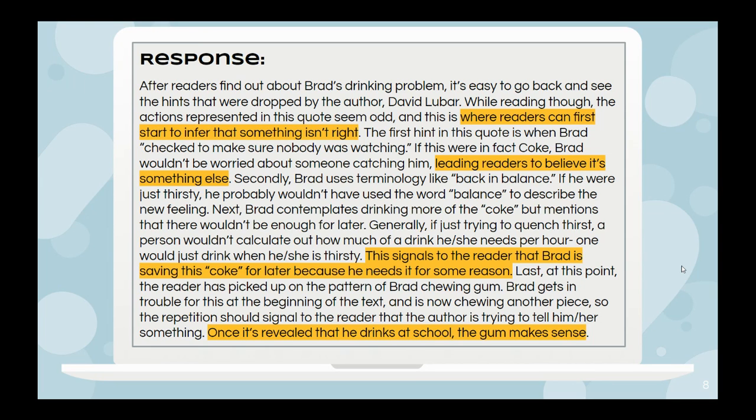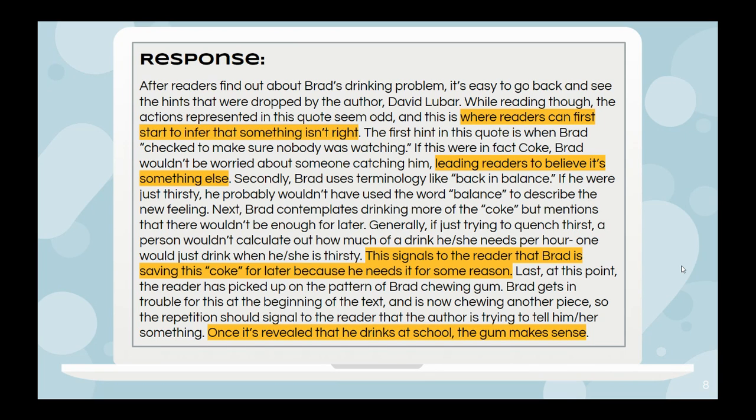Secondly, Brad uses terminology like "back" and "balance." If he were just thirsty, he probably wouldn't have used the word balance to describe his feeling, or his new feeling. Next, Brad contemplates drinking more of the Coke, but mentions that there wouldn't be enough for later. Generally, if just trying to quench thirst, a person wouldn't calculate out how much of a drink he or she needs per hour. One would just drink when he or she is thirsty. This signals to the reader that Brad is saving the Coke for later because he needs it for some reason.